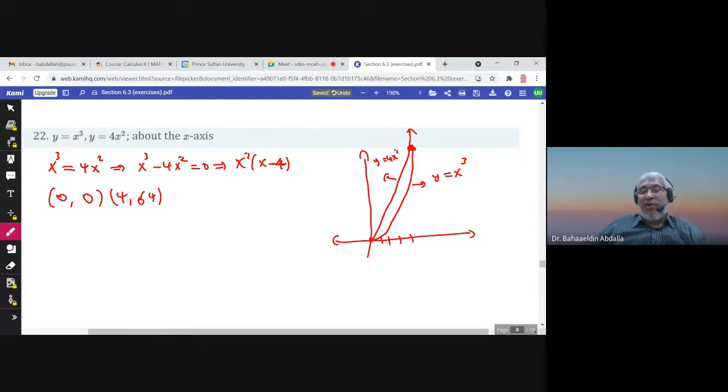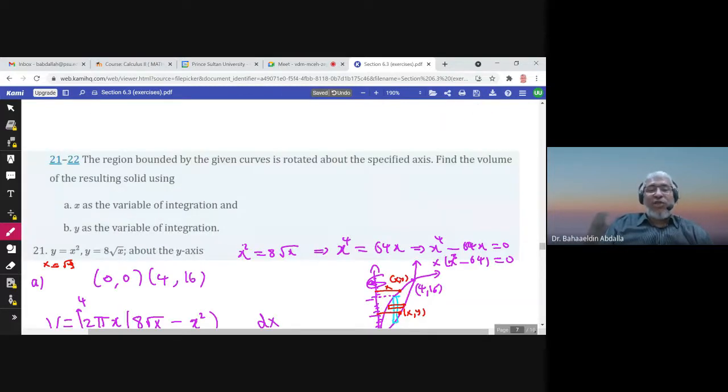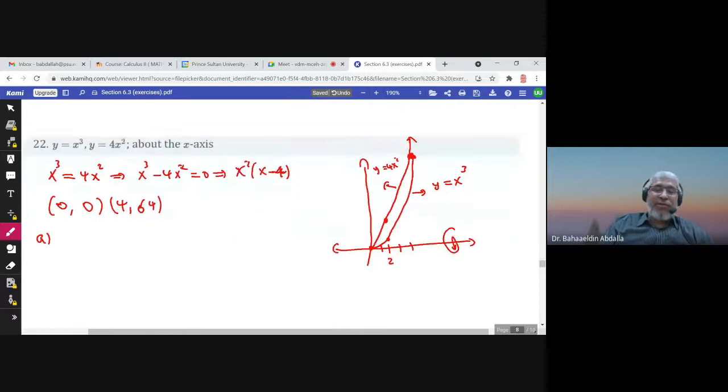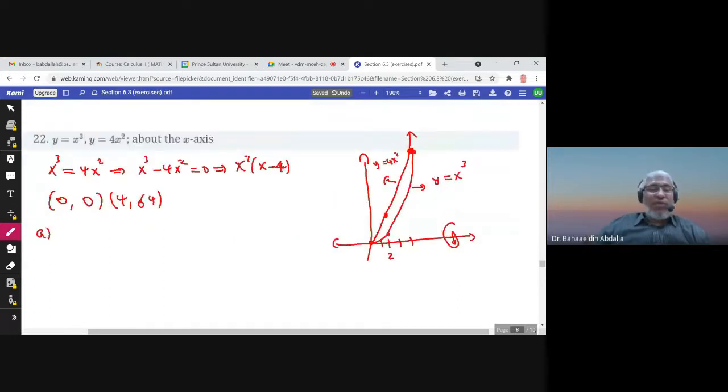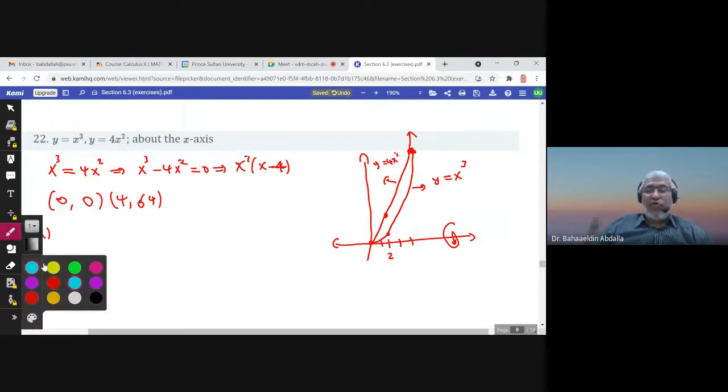If, for example, you replace x by 2, then 2 to the power 3 is 8, while here 2 to the power 2 is 4, times 4 is 16. So 4x squared is above x cubed. This is the region, and we need to rotate it about the x-axis. In the first part, we need the integral with respect to x, so we have to choose a vertical rectangle.